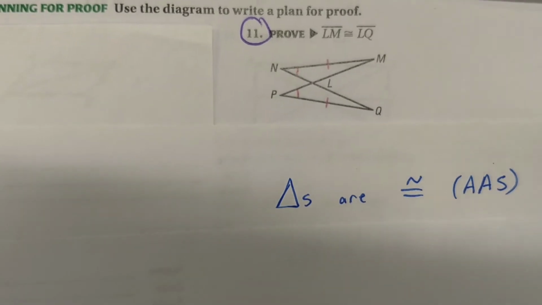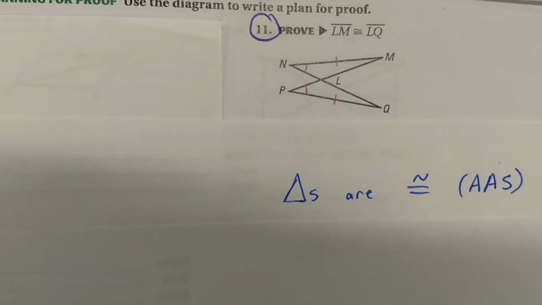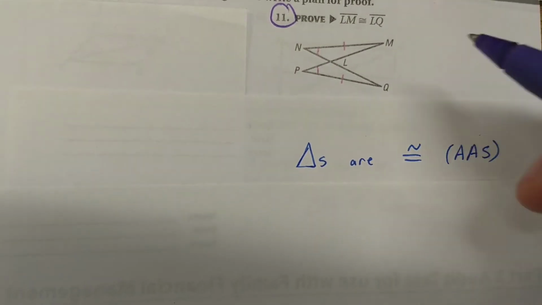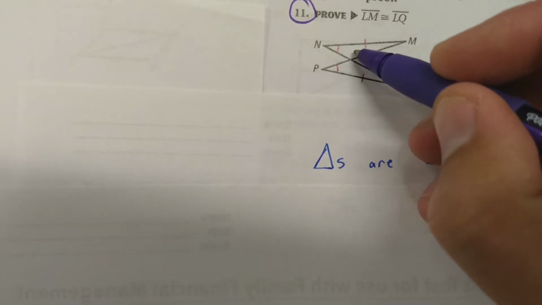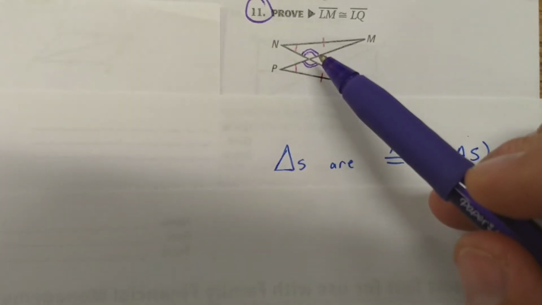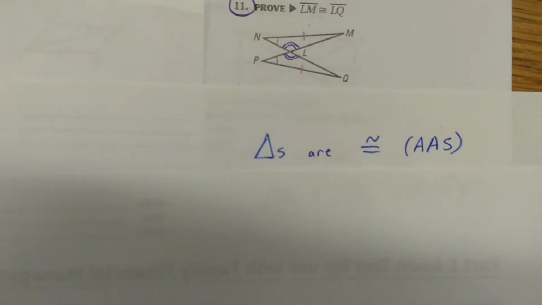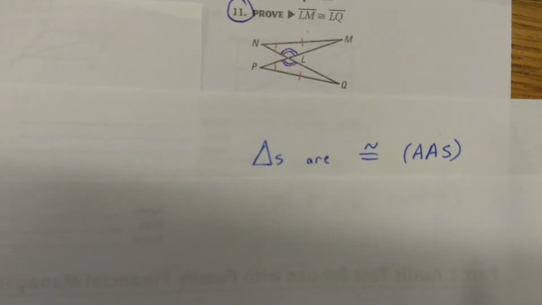The only thing that's marked currently is one angle on one side, so I'd have to do a little bit more work. But if I notice that at point L, where the two triangles meet, these are vertical angles, so they must be congruent with one another. Now I've got everything I need. I've got an angle and a side. So I could say that those two triangles are congruent because of angle, angle, side.